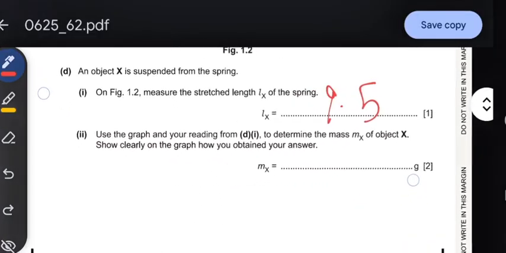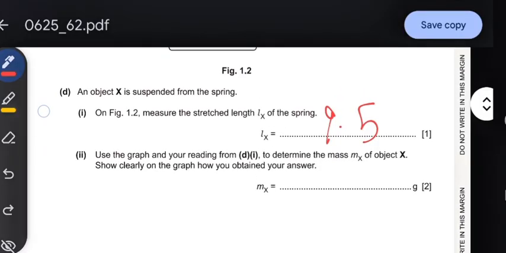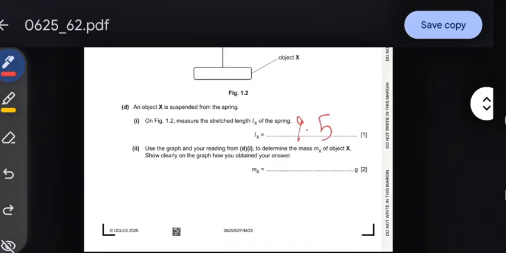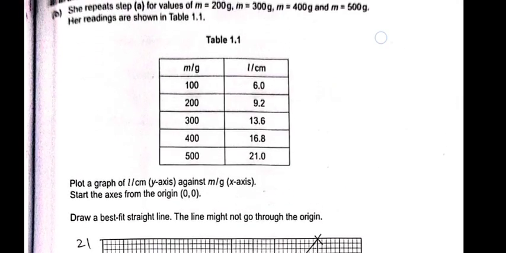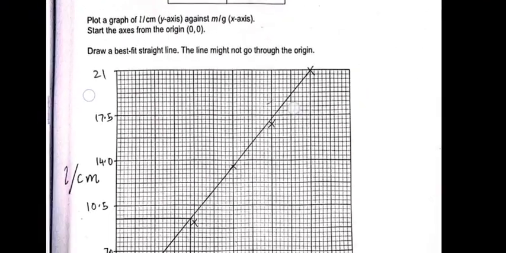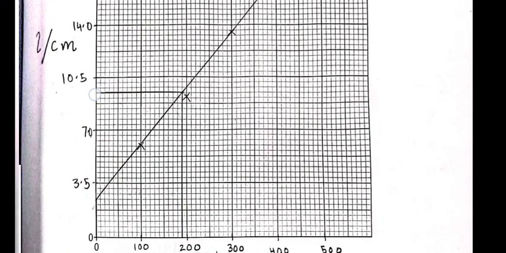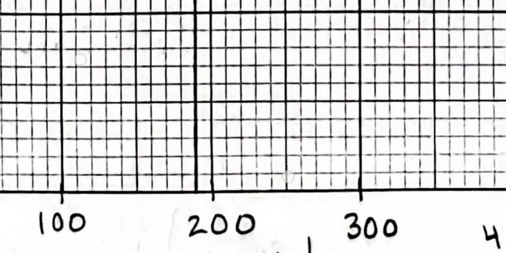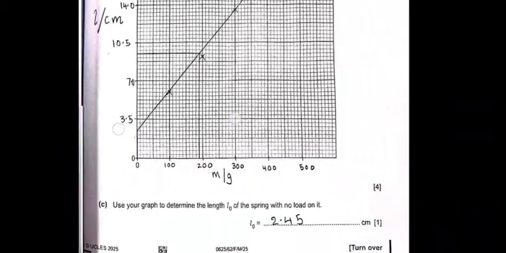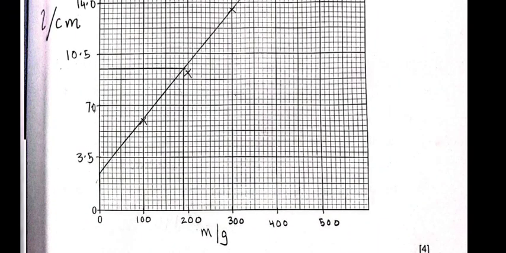Okay, next. Use the graph and your reading from D1 to determine the mass mX of object X. Show clearly on the graph how you obtained your answer. Let me take you back to my graph. The length I got in the previous question was 9.5. So I will check on my graph where this 9.5 length gives the mass. You draw a line from 9.5 and then drop it downwards and check where it meets the x-axis. For me over here, it is 190. Okay, 200 minus 10, 190. So it can vary depending on your graph again.